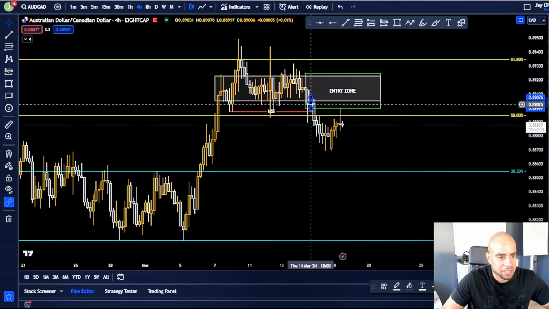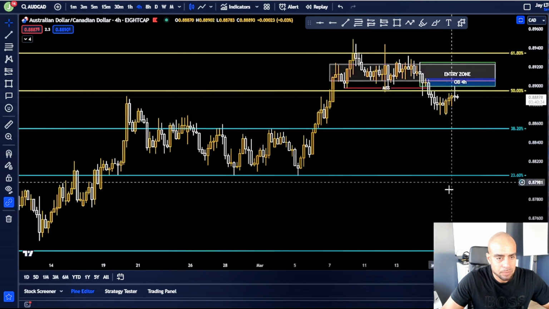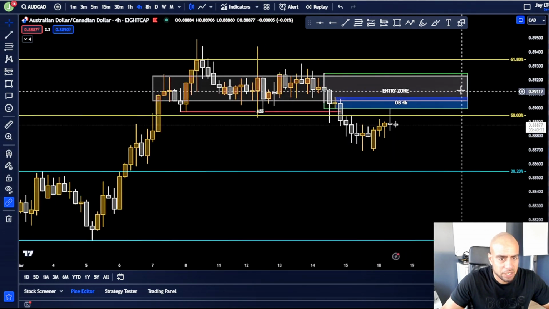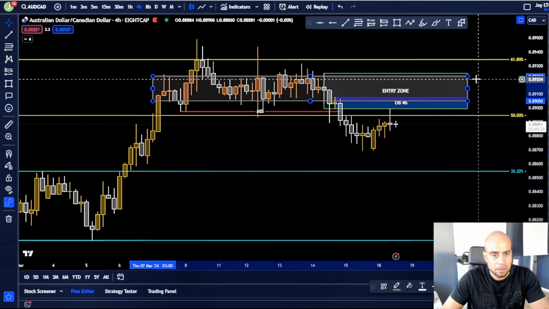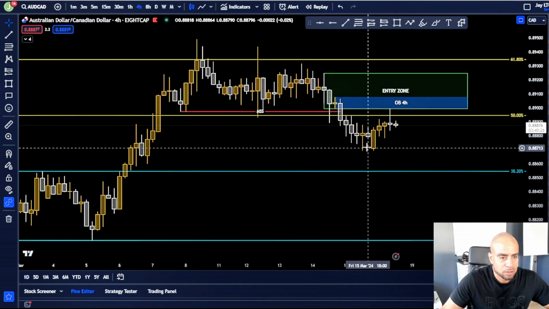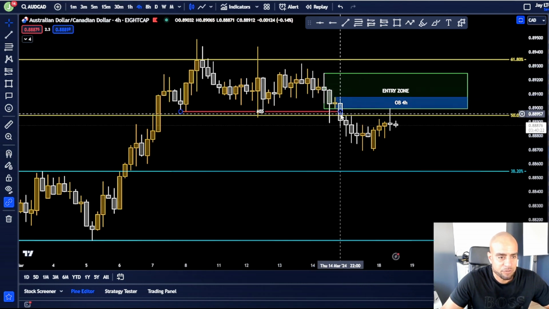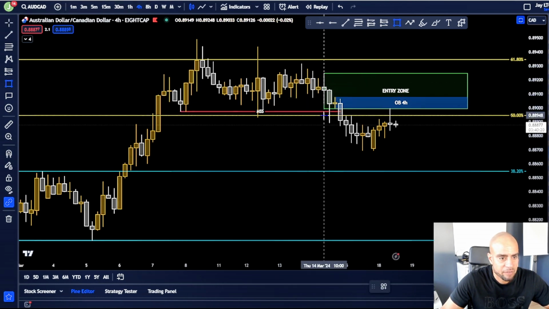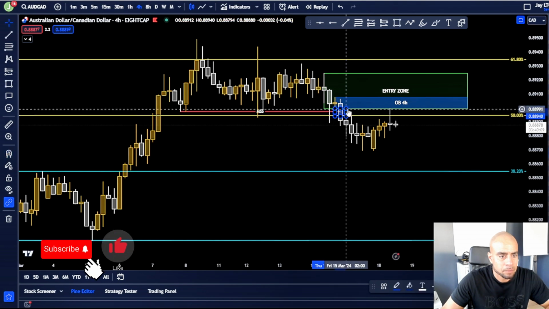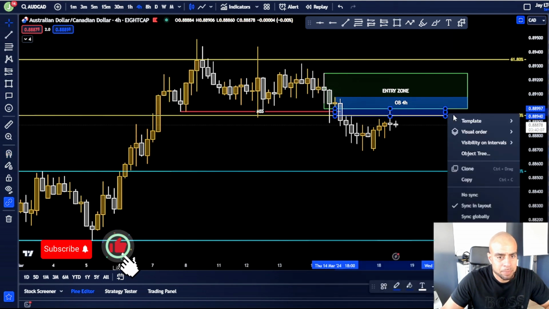So here on the 4-hourly time frame, you will see an order block. That is the order block that actually created this break of structure and market structure shift as well. So it's a very strong order block. It left this fair value gap behind it, so you can see this fair value gap here on the 4-hourly time frame. That's the fair value gap.